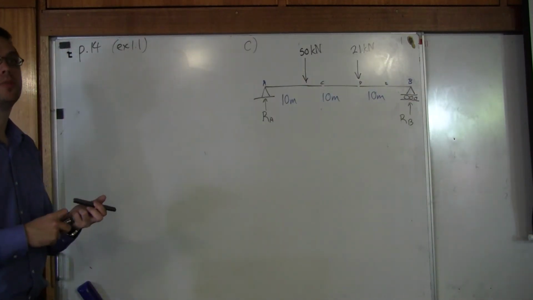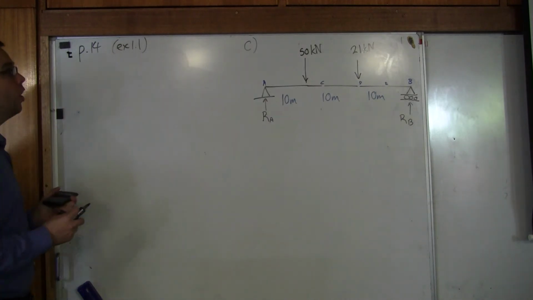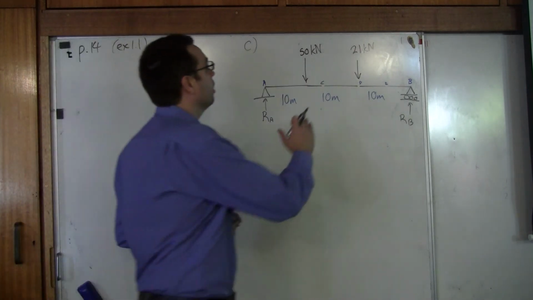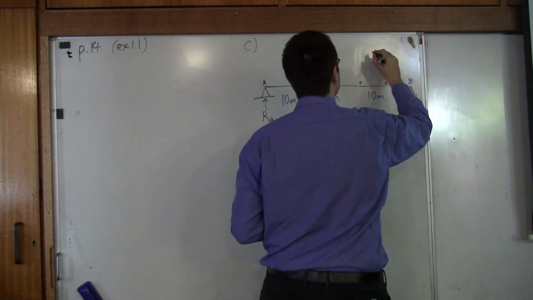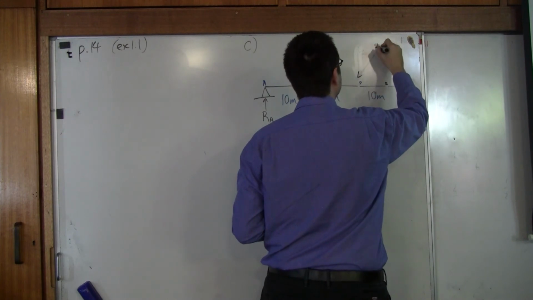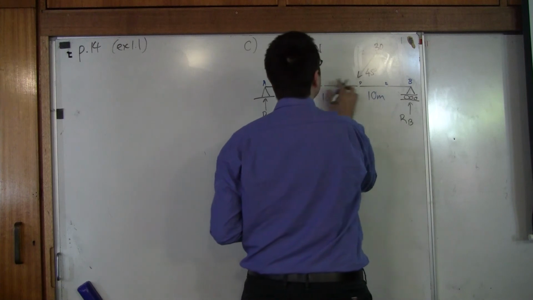Guys, this looks a lot like the question we've got here. The only difference is that instead of having 21 newtons, what we have now is 30 newtons at 45 degrees. Now, why would we get this situation?